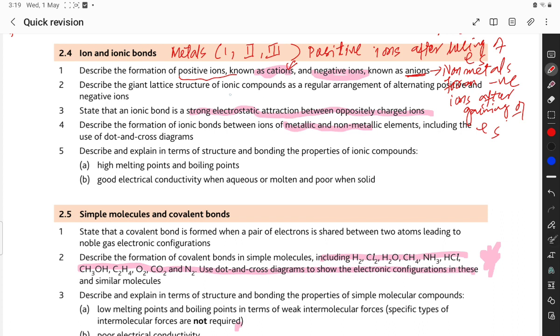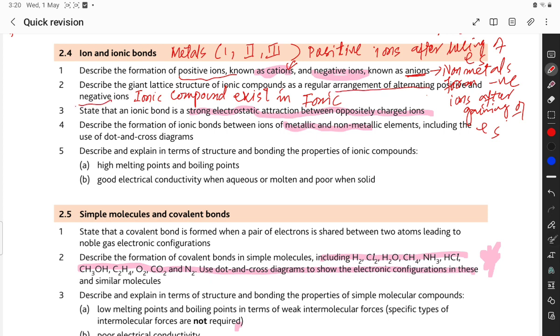Describe the giant structure of an ionic compound as a regular arrangement of alternating positive and negative ions. You should know that an ionic compound exists in an ionic lattice. An ionic compound exists in the solid state at room temperature and pressure, in an ionic lattice. Please write down this sentence as well: regular arrangement of alternating positive and negative ions. This is the definition of ionic lattice.